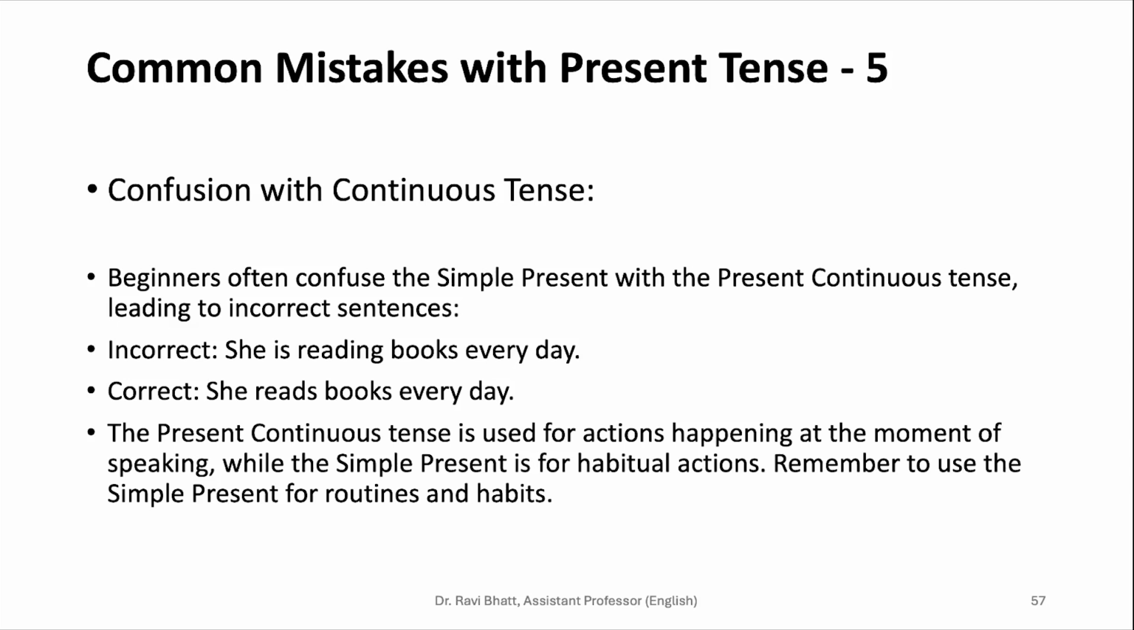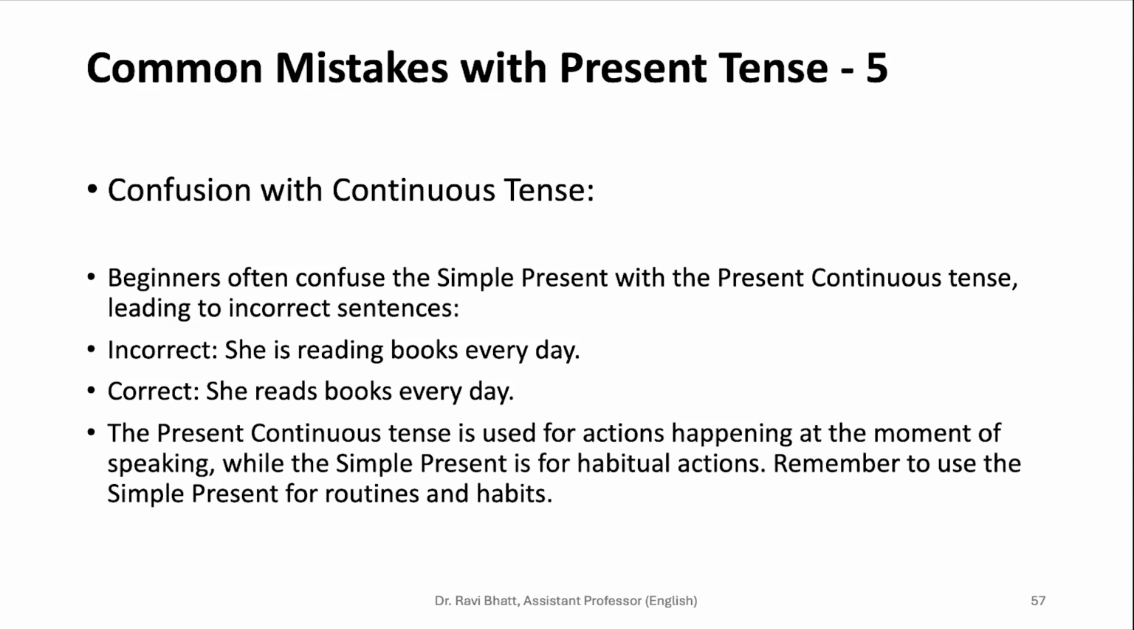Whereas for habitual actions, for something which I would often do, I'll always use simple present tense. For routines, for habits, for something that is fixed, for something that is universal, like we have discussed before. So the sentence she is reading books every day would be grammatically wrong. The grammatically correct sentence would be, she reads books every day.